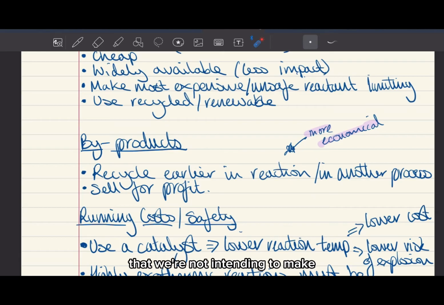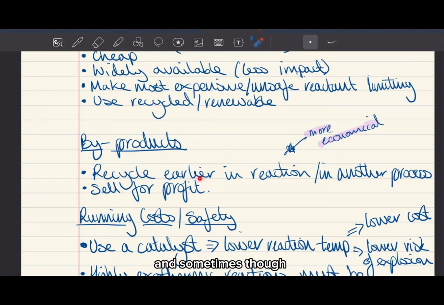When it comes to byproducts, these are things we make in the reaction that we're not intending to make, and when you're shown an industrial process, they usually come off the side of it. You can usually recycle them somewhere earlier in the reaction. That's a common thing that you get asked about. If you're asked how the reaction can be made more economical, it is usually recycling a byproduct somewhere else in the reaction. So just look for the things that appear twice.